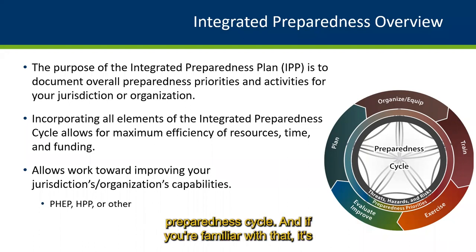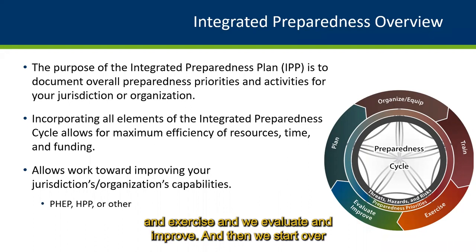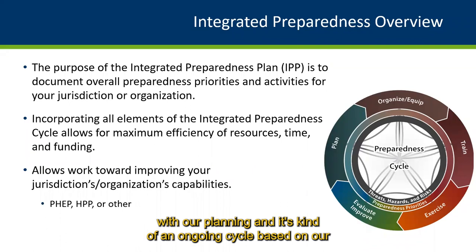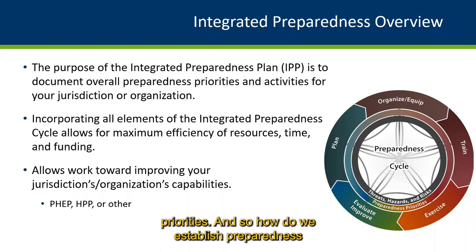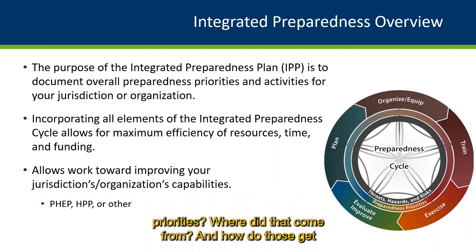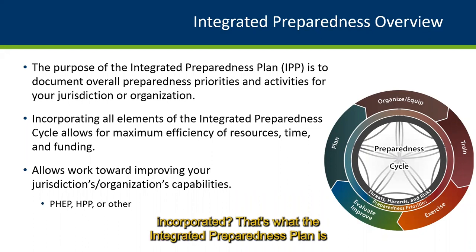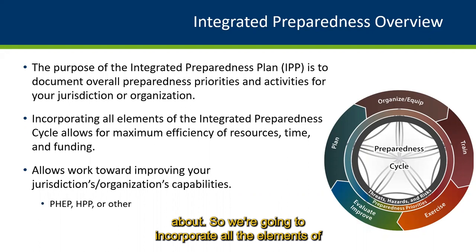It looks at the preparedness cycle, and if you're familiar with that, it's the idea that we plan and organize and equip, and we train and exercise, and we evaluate and improve, and then we start over with our planning. And it's kind of an ongoing cycle based on our threats, hazards, and risk, and based on our preparedness priorities. And so how do we establish preparedness priorities, where did that come from, and how do those get incorporated? That's what the Integrated Preparedness Plan is about. So we're going to incorporate all the elements of that cycle. And the idea is that we look at that to understand and improve the jurisdiction or organization's capabilities.